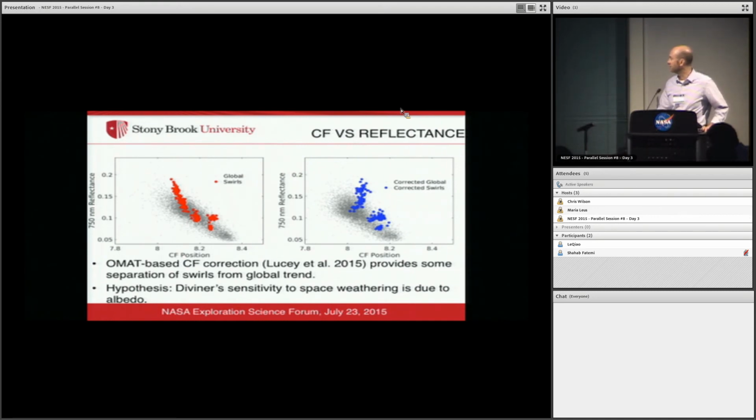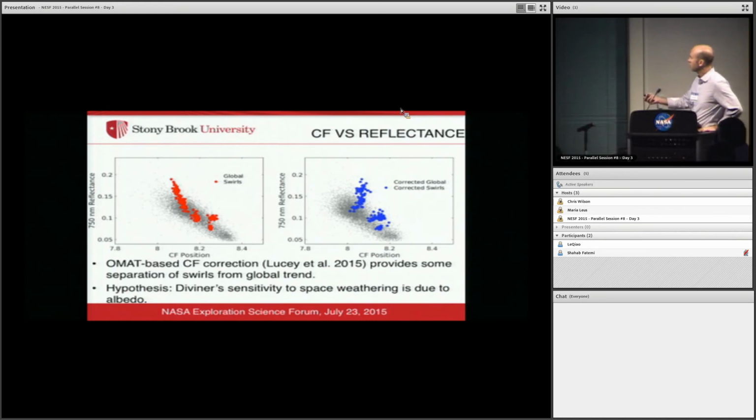Now, Paul Lucey was the first one to recognize that our CF, as we measure with Diviner, is affected to some degree by space weathering. And he just submitted a paper to Icarus, in the Icarus special issue, which provides an OMAT-based CF correction. So we want to look at Diviner data, and we're only interested in composition. We want to get rid of the effects of space weathering. And so we can correct the global data set and the swirls using Paul's correction, which is just CF plus OMAT minus 0.285. That's the correction.